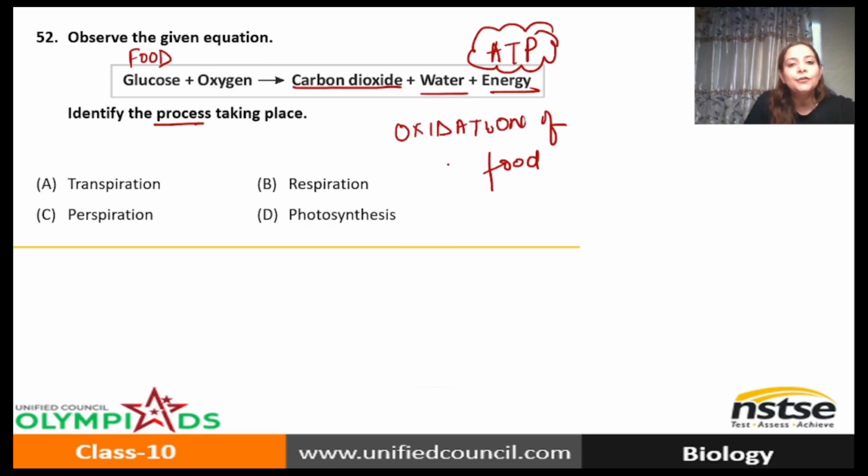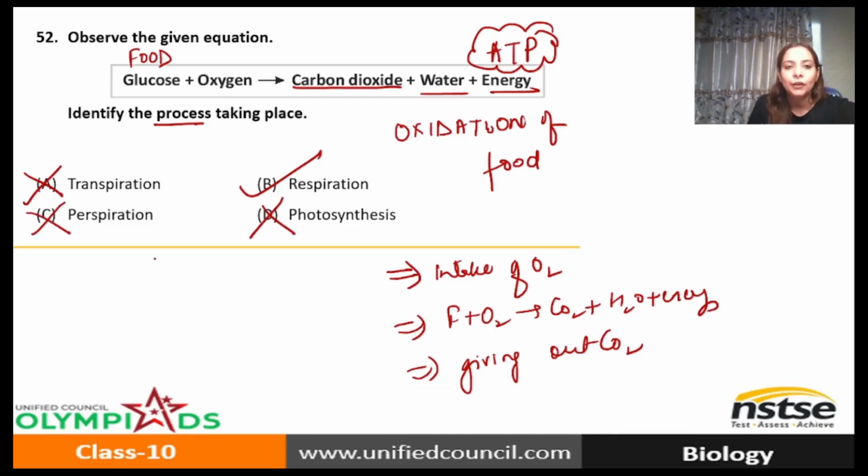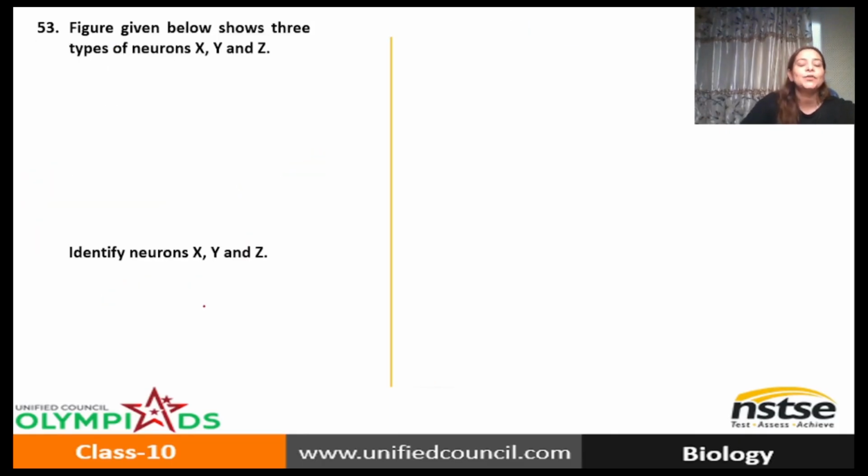Now this process, oxidation of food, occurs in respiration, because respiration involves three processes. First is intake of oxygen. Second is utilizing that oxygen to carry out oxidation of food. Then it is concerned with giving out carbon dioxide. So it's not transpiration, because transpiration means loss of water vapor through aerial parts of plant. It's not sweating, which is loss of sweat from your body. Photosynthesis is a process of making food, so it is respiration. So which option is correct here? Option B.